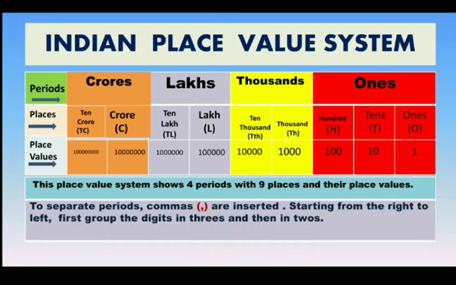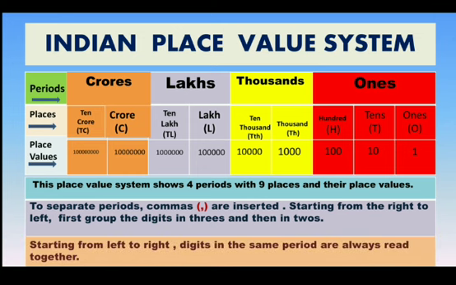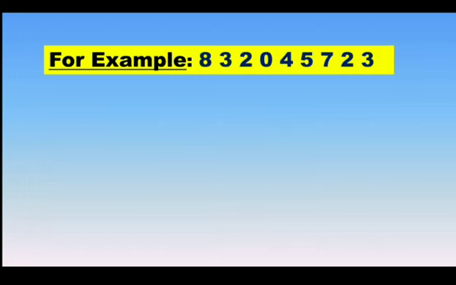To separate periods, commas are inserted. Starting from the right to left, first group the digits in 3s and then in 2s. Starting from left to right, digits in the same period are always read together. Now let us make it more clear with the help of an example.